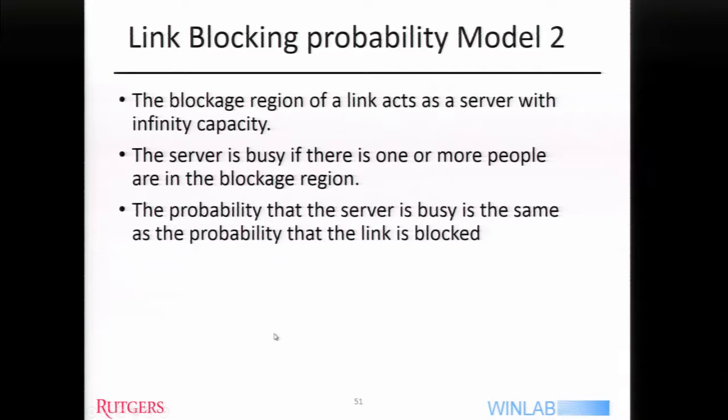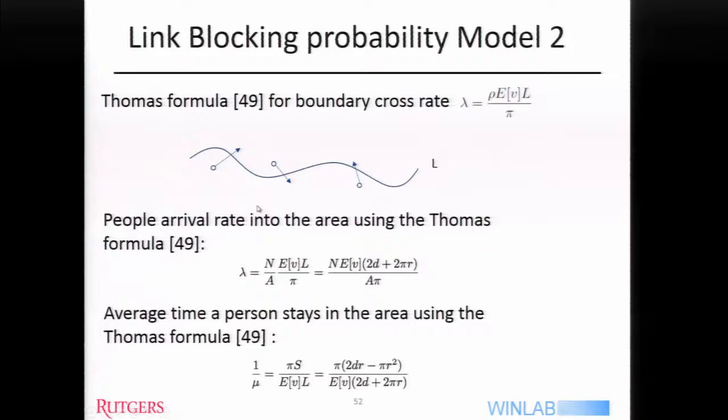And then we come up with the second model. If we think of the blocking region of a link as a server with infinite capacity, the server becomes busy if one or more people are in the blockage region. The probability that the server is busy is the same as the probability that the link is blocked. So we transform this problem into a queuing problem. For the queuing problem, the most important parameters are the arrival rate and the average service time.